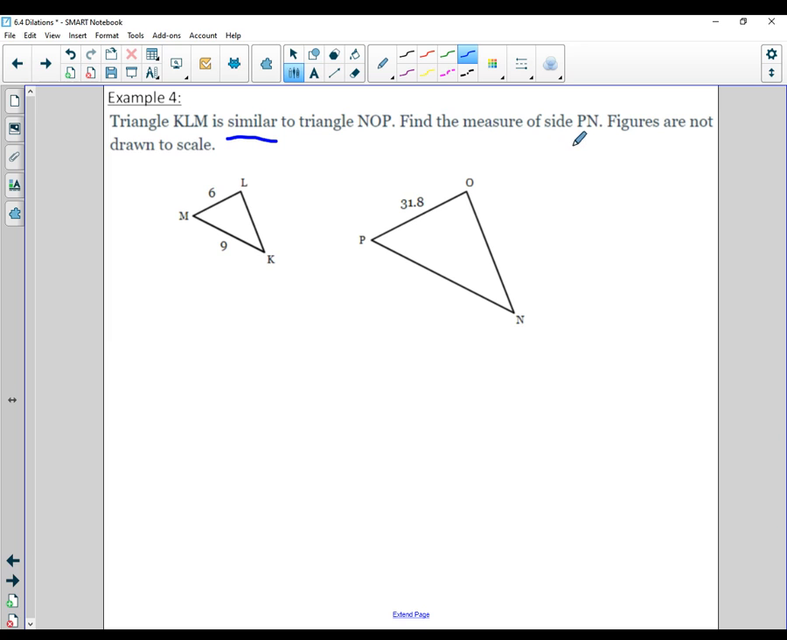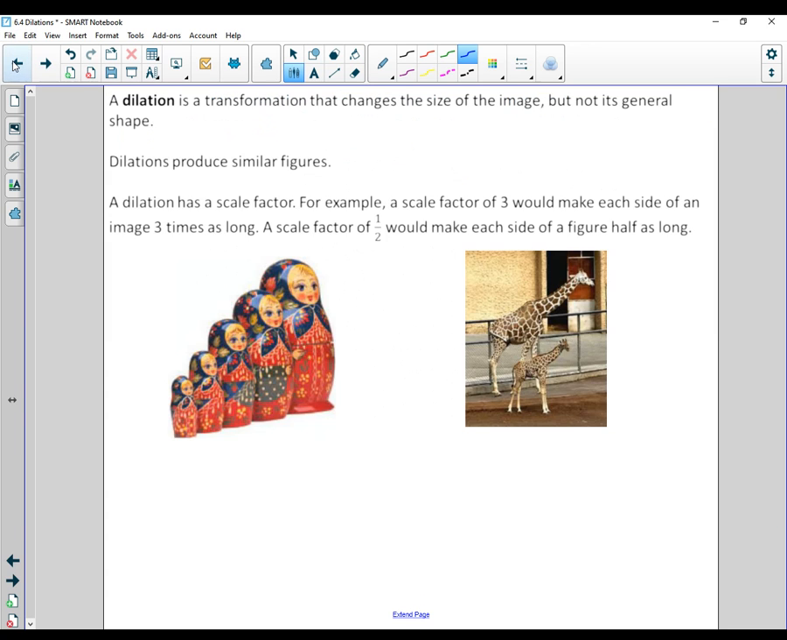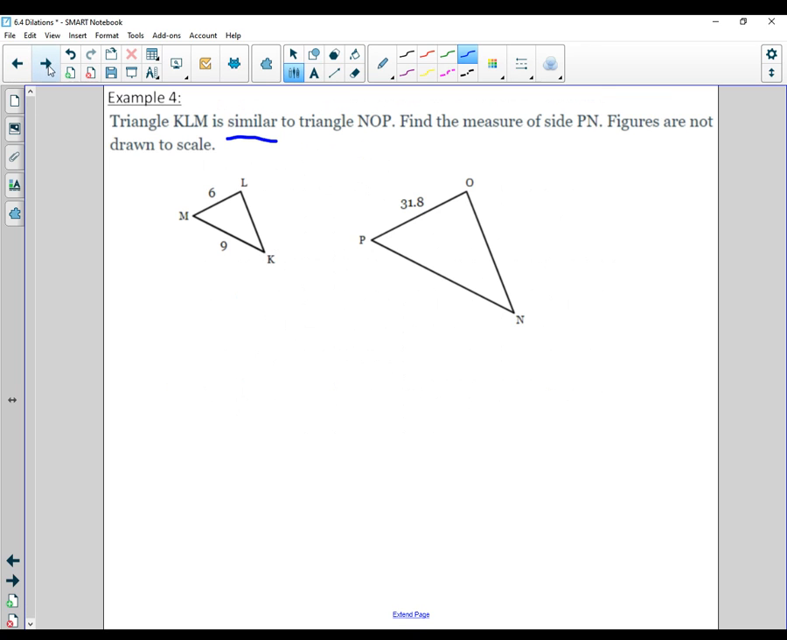And it wants the measure of side PN. So it wants PN right here, this length. Figures are not drawn to scale, so don't try to measure them on the screen or anything. But all that's happened here is we've dilated or scaled this triangle up to this triangle, right? Remember I said dilations create similar figures. Dilations produce similar figures. And so here, what that means is that these sides are proportional, right?